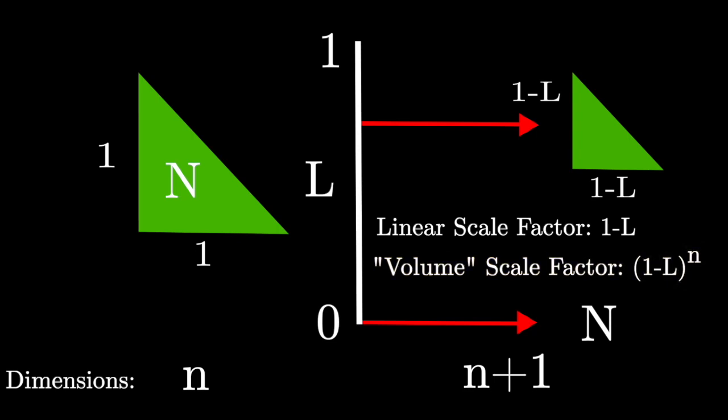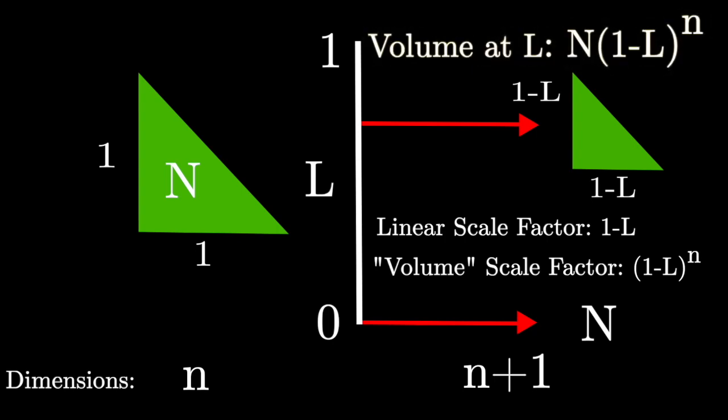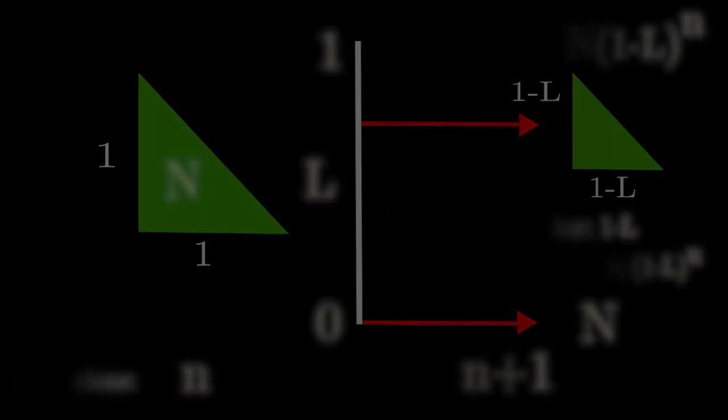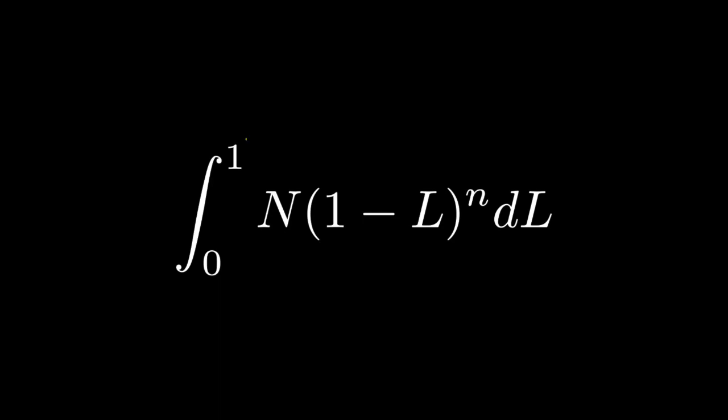Since we know that the starting volume at 0 is N, this means that at any given value of L, to work out the volume of the slice at that point, we need to do N times 1 minus L to the power of n. What we need to work out is the infinite sum of all of these small slices between L equals 0 and L equals 1. So what that means is we want a definite integral from 0 to 1 of capital N times 1 minus L to the power of small n with respect to L.